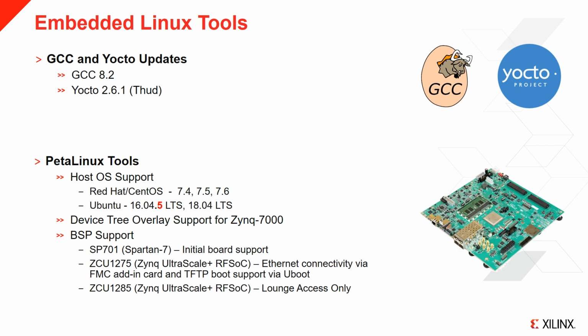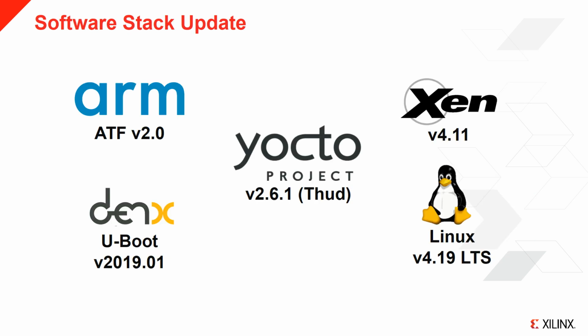Linux 2019.1 includes a BSP for Spartan-7 based SP701 boards. This BSP includes initial support for all of the general purpose board interfaces. The Linux 2019.1 release also includes a BSP with improved capabilities for the ZCU127 board. Specifically, this BSP adds support for Ethernet connectivity via an optional FMC card, as well as TFTP boot support in U-Boot. This support will ease the development workflow for designers using this board.